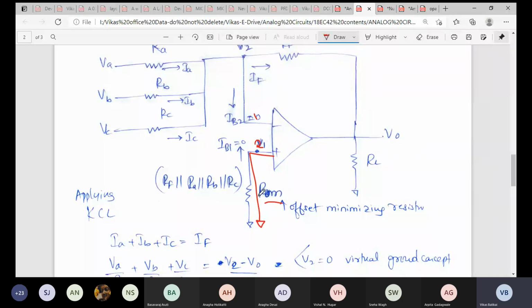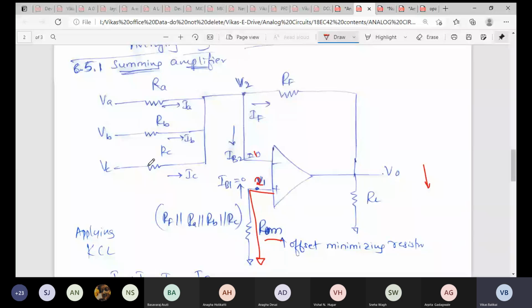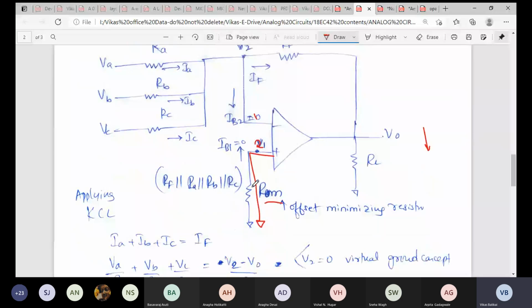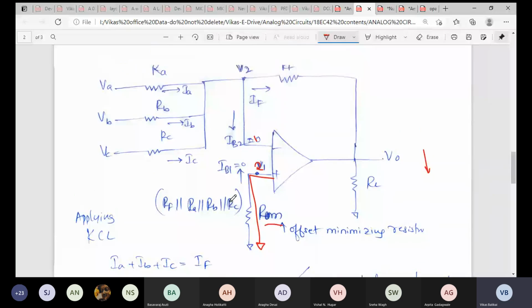So for it to become 0, I calculate this resistance and attach a resistance over here, and that will ensure that the moment common mode signals come in, the difference signals come in, and that will make my offset voltage 0. And what will be the value of ROM, that is the offset minimizing resistor? It is nothing but the parallel combination of RF, RA, RB, RC. Take the parallel combination of all these four resistors, whatever the value of that resistor is, attach it, and that will make your offset voltage come to 0. So that is the basic setup.